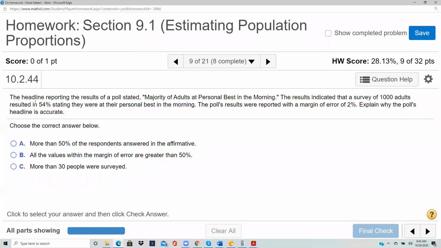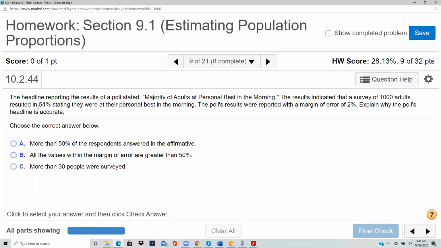The headline reporting the results of a poll stated that a majority of adults are at their personal best in the morning. The result indicated that a survey of 1,000 adults resulted in 54% stating that they were at their best in the morning. The poll's results were reported with a margin of error of 2%. Explain why the poll's headline is accurate.